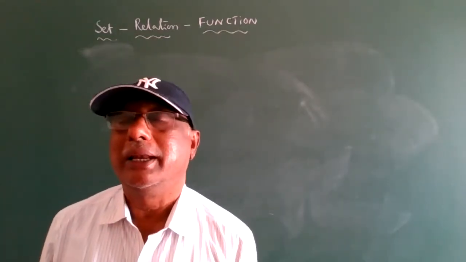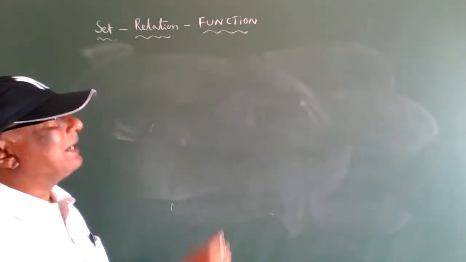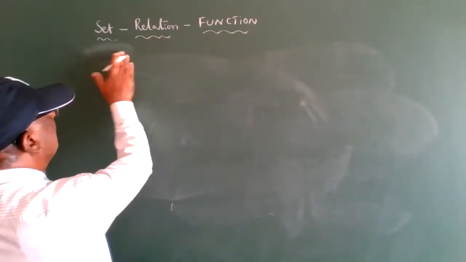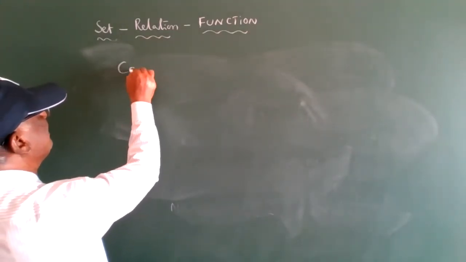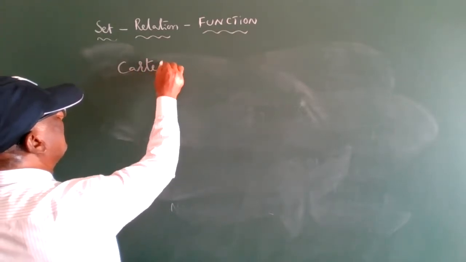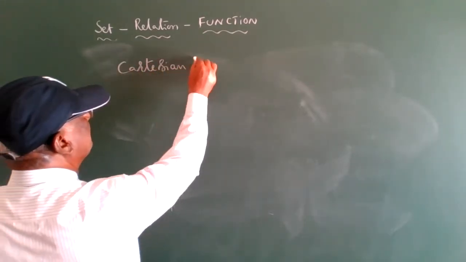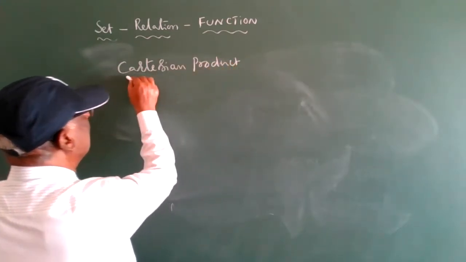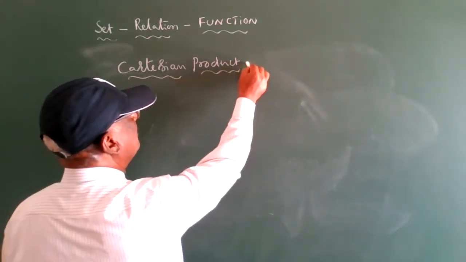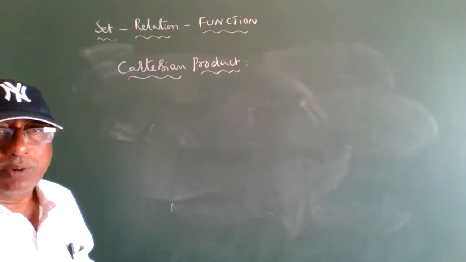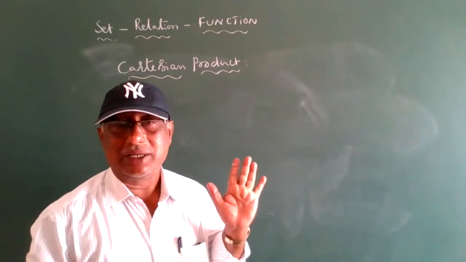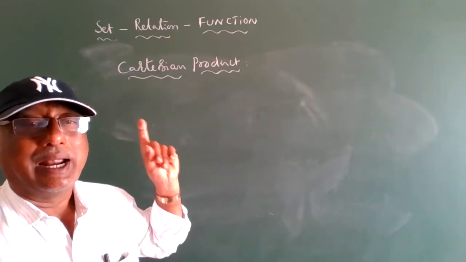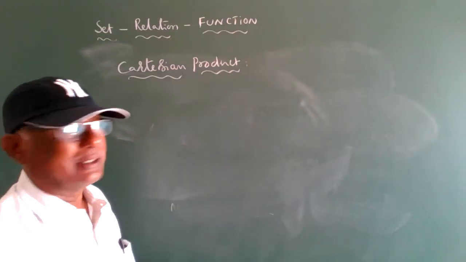I go through the relation. So what is the relation? Everyone see. First, before going to the relation, Cartesian product. Cartesian product. The Cartesian product is of two types: single set Cartesian product and double set Cartesian product.